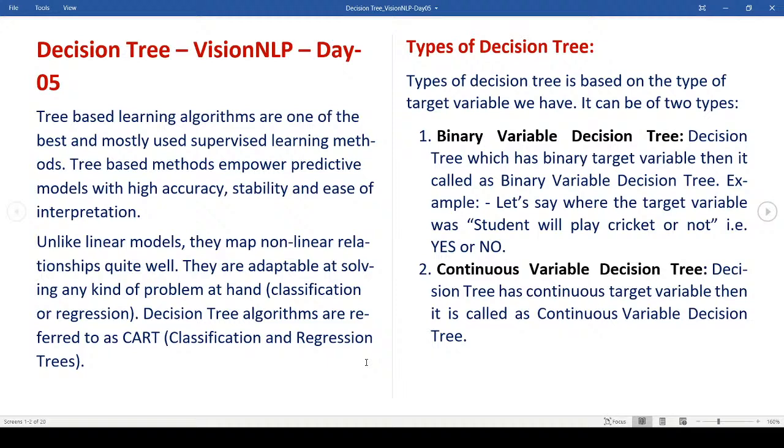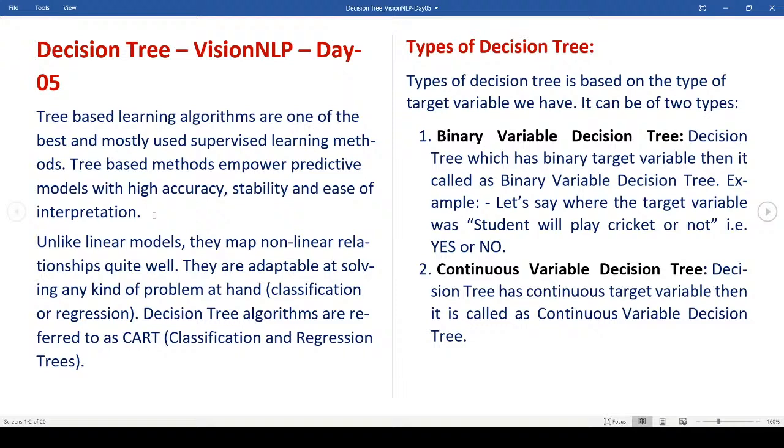The decision tree is a tree-based learning algorithm, one of the most widely used, and it works as a supervised learning method. Supervised means, as I keep telling you again and again, that we have the target variable, and when we have a target variable, we have to predict something. This method is very powerful for predictive modeling. We can use it for classification problems as well, so it works well for both scenarios: one is classification and the other is regression.